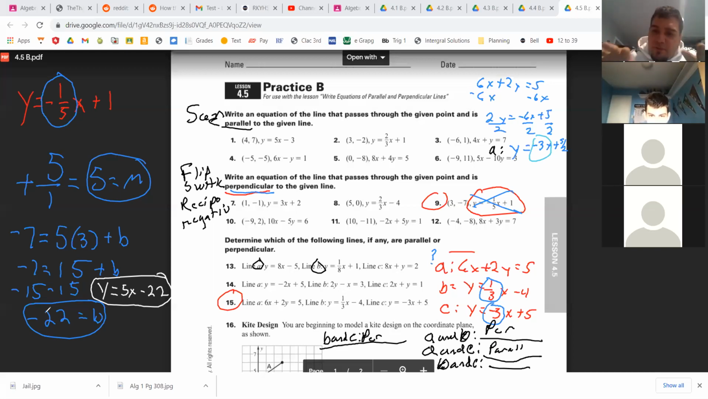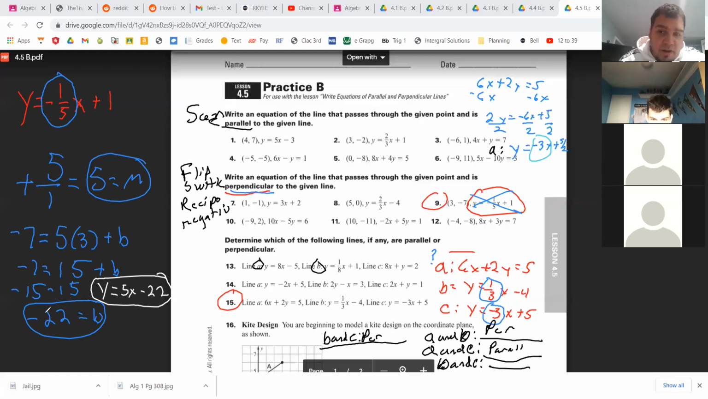You have to find the slope if it's possible. Then you check A and B. If the slopes are the same, parallel, you stop right there. If the slopes are not the same, now I have to check if it's perpendicular. In order to check that, you got to reciprocate it and then negative it. You could start from either one. It should result in the other.